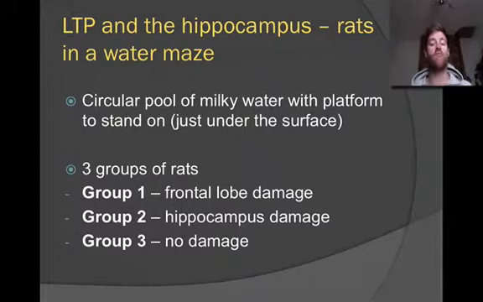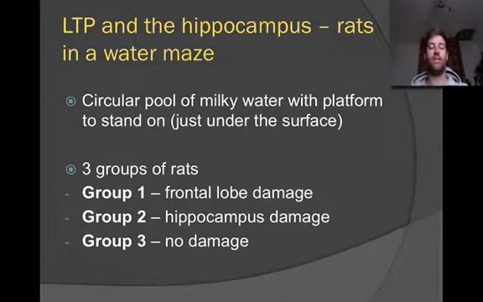First group had frontal lobe damage. Second group had hippocampus damage, and the third group had no damage. Basically, they put the rats in a big bowl with milky water so you couldn't see anything, and at some place in the maze there was a little platform. So they put the rat in the water and it would swim around. It didn't want to drown. It was trying to find a way out, and it eventually would bump into the platform.